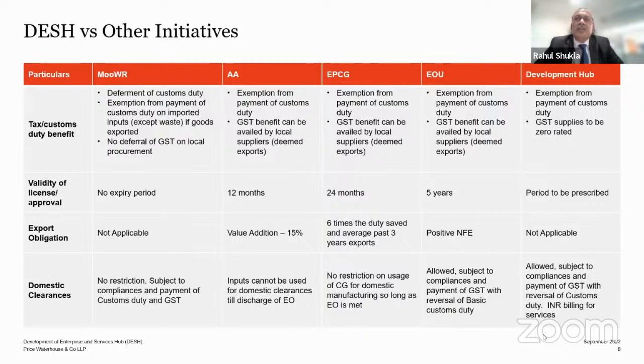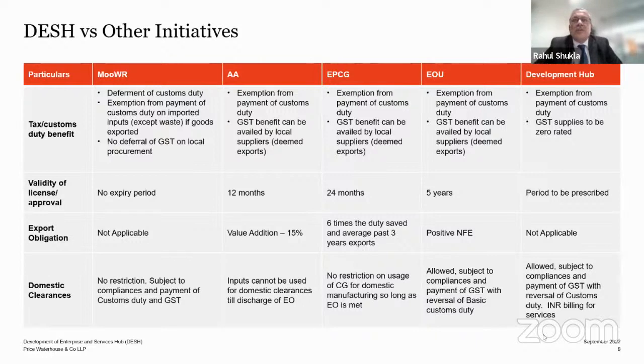On duty tax benefit, if you look at MOVER, it is duty deferment. You don't need to pay anything. If you are exporting, there's no duty payment, so duty deferment in a way becomes exemption. If you are going to clear it domestically, then of course you have a duty payment. On local procurement, there's no GST deferral, because government felt there's no need to break the chain.